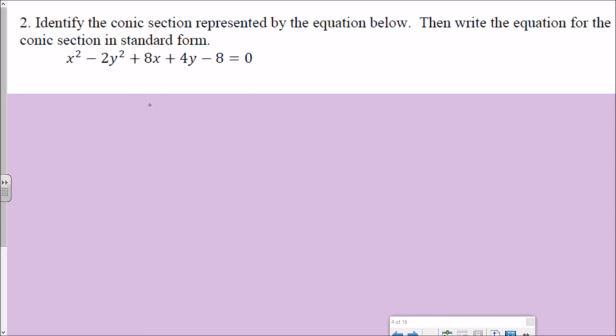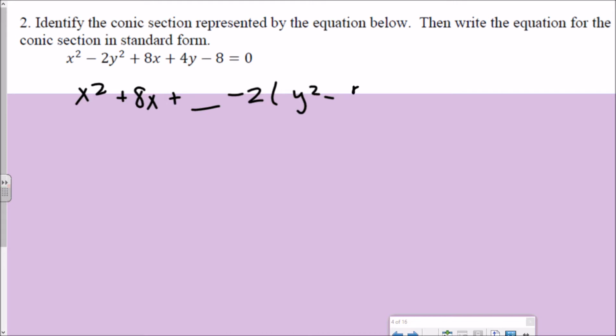So again, if you're trying to complete the square, you group your x's, you group your y's, and you send the numbers to the other side. So I'm going to have x squared plus 8x plus blank. And then I know my next one is negative 2y squared plus 4y. So I'm going to go ahead and pull out that negative 2.